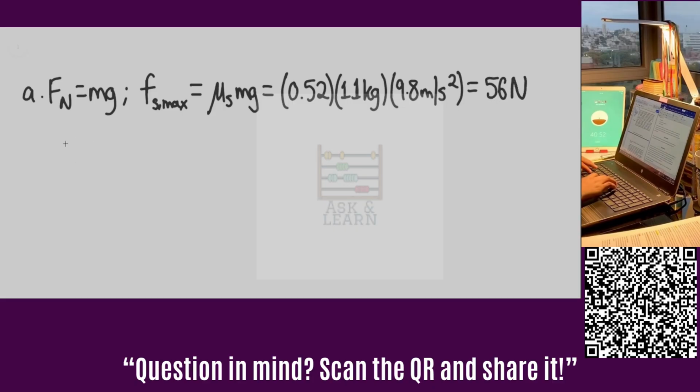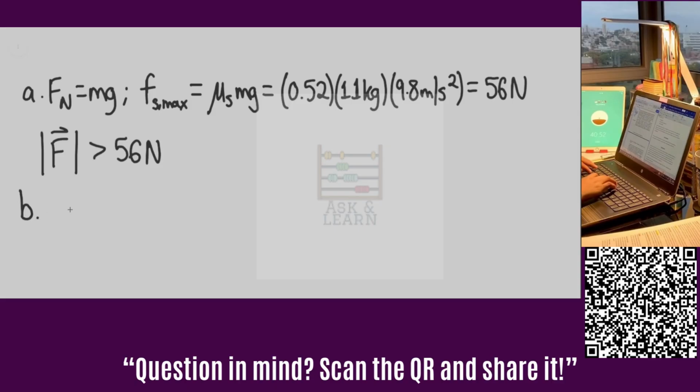Therefore, in order to start moving, the horizontal force F must have a magnitude that is just a bit above 56 newtons. So, because 56 newtons is a minimum, this would be your answer for part A.